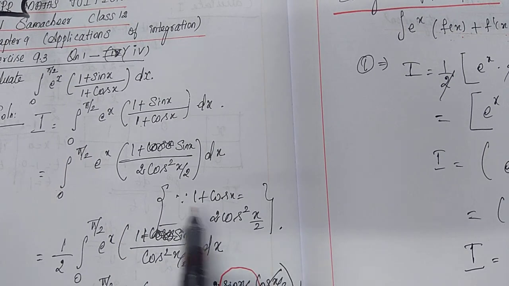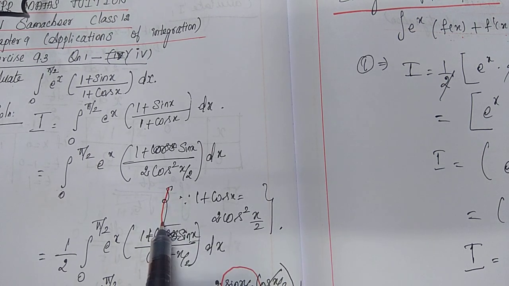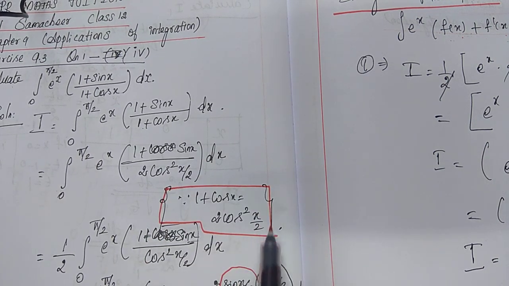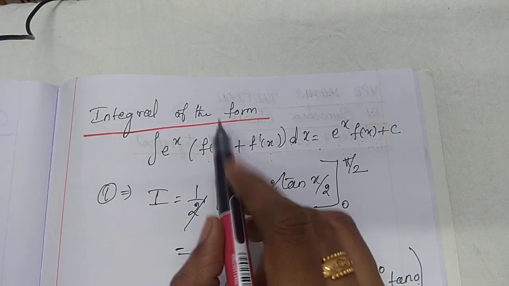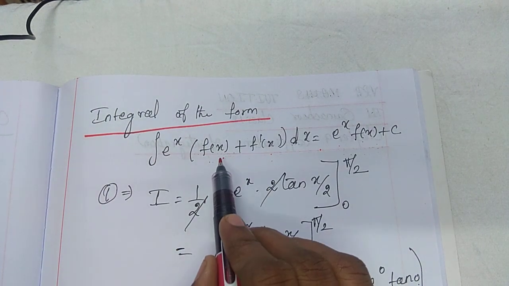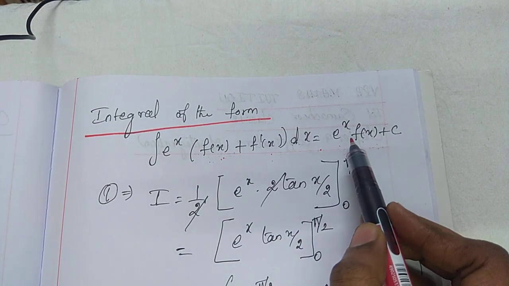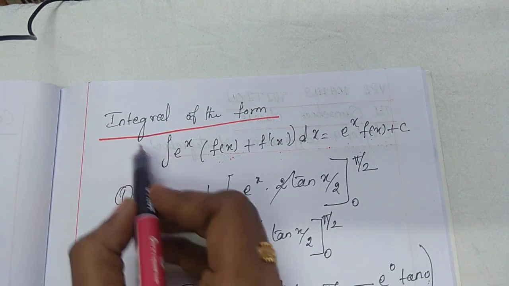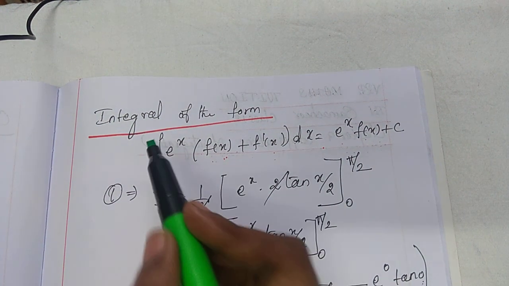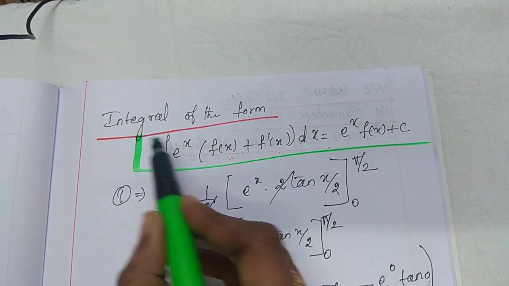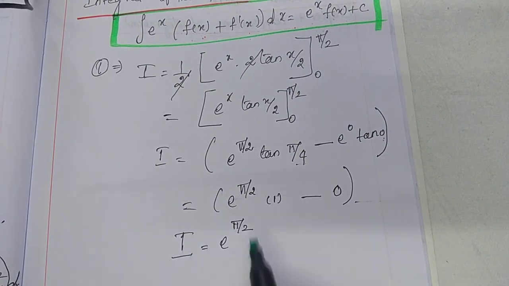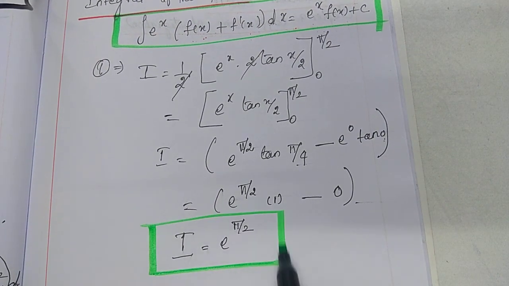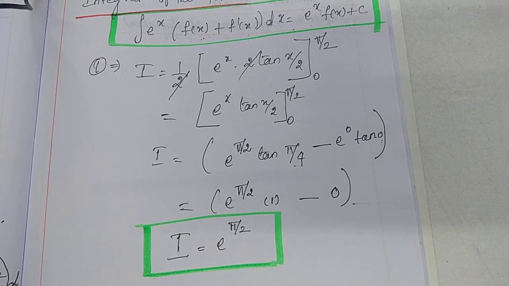In this question, the applied formulas are: 1 plus cos x is equal to 2 cos square x by 2, and the integral of the form integral e power x, f of x plus f dash of x, dx is equal to e power x f of x plus c. It's also one of the important formulas. The answer of this question is e power pi by 2. Therefore, division number 4 in question number 1 is over.